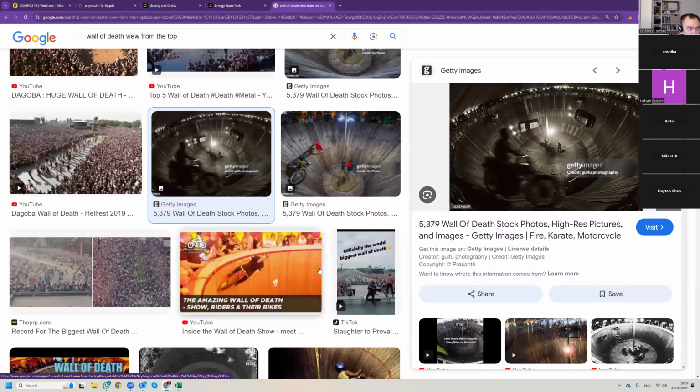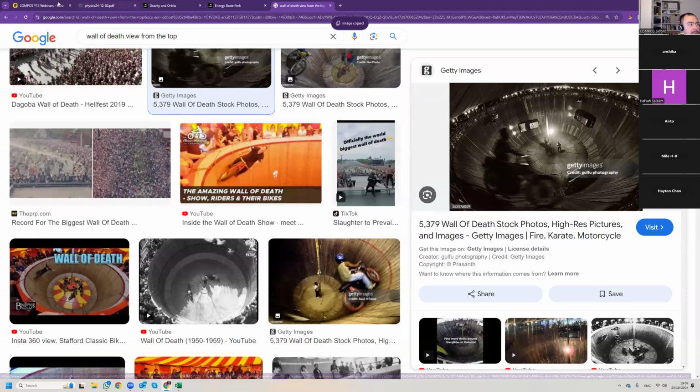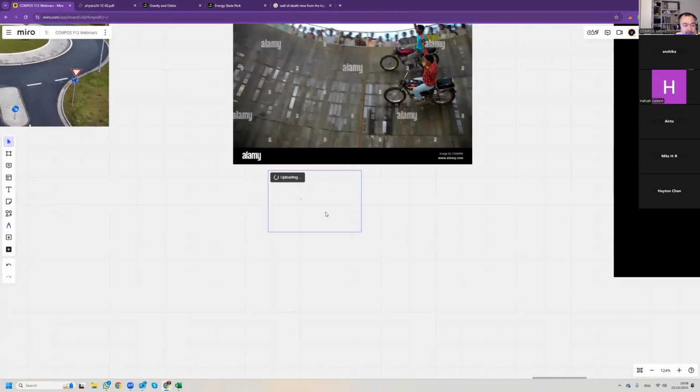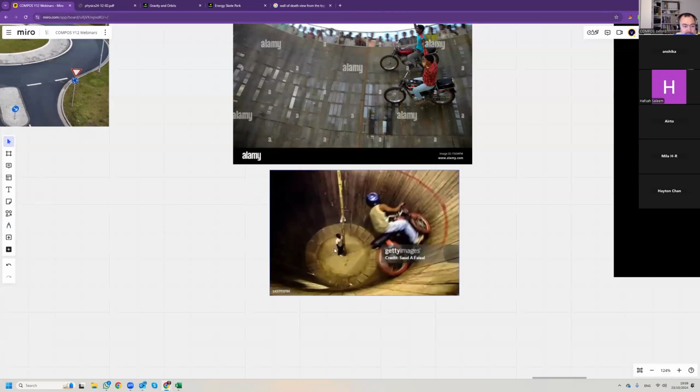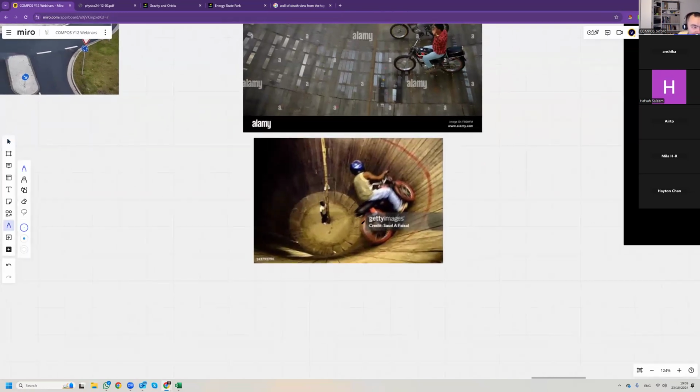Yeah, that's a very good image. Yes, thank you, Mila. That is correct. It's the normal reaction force. Look, you have the reaction force from the wheels, and that acts towards the center of the circle. So the normal reaction is the centripetal force.